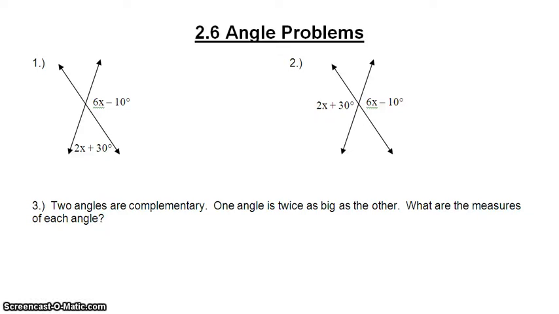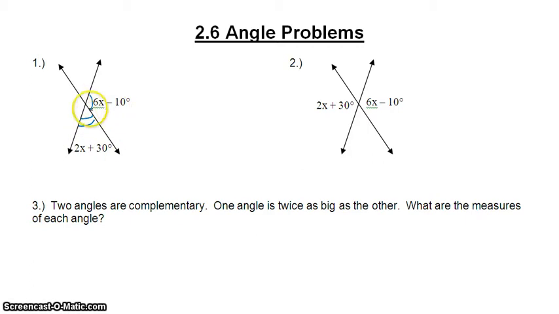Today we're going to look at different kinds of problems that deal with the angles we've learned about. Our first two examples combine geometry, algebra, and a picture. If we look at example 1, 6x minus 10 degrees is referring to this angle, and 2x plus 30 degrees is referring to this angle. So how do we solve for x in this problem?